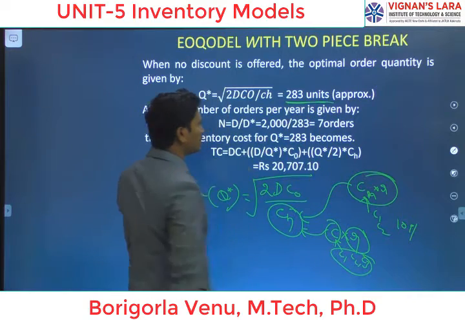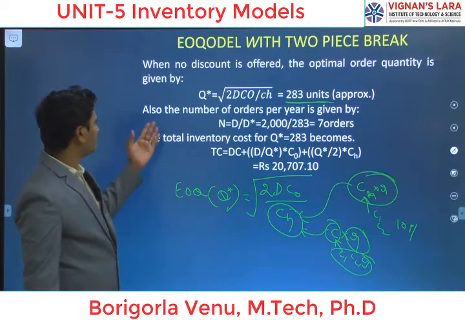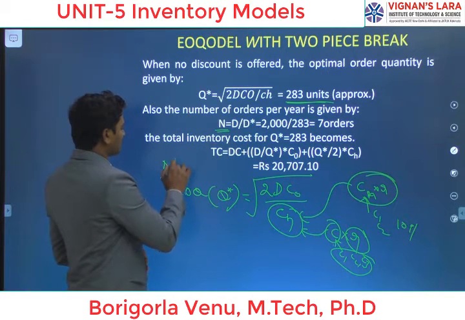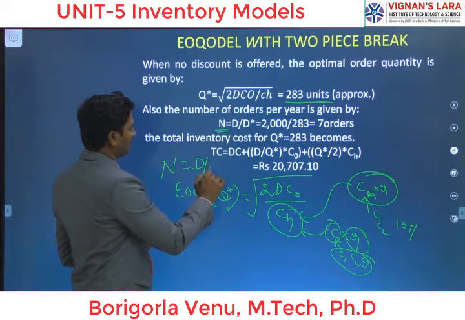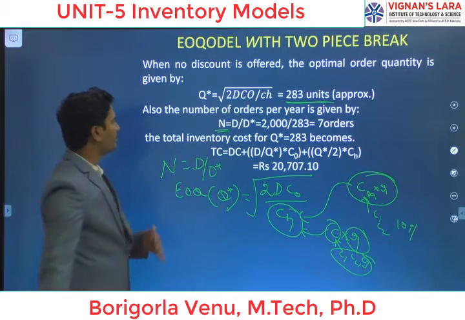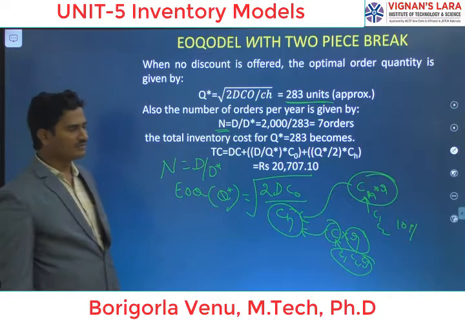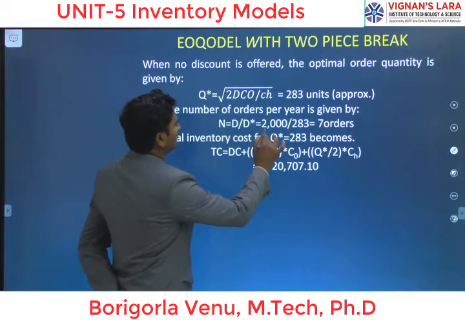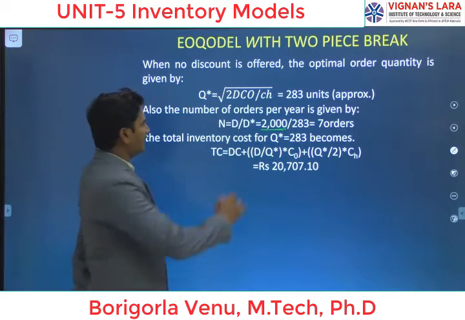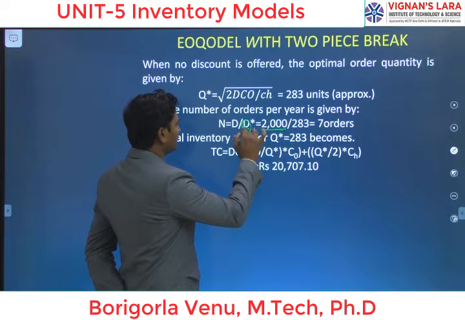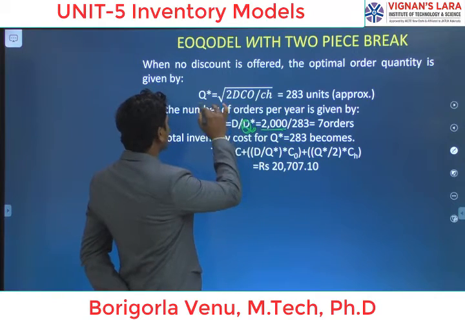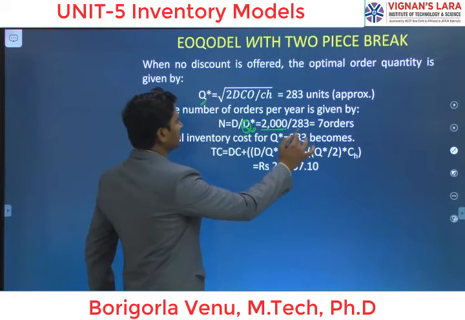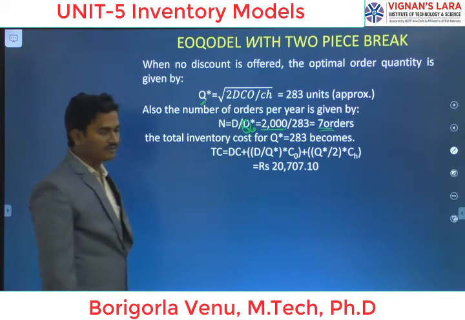The economic order quantity is 283 units. Also, the number of orders per year is given by N. We are going to take N equal to D by Q star. From this formula we are going to calculate the number of orders per year. The D value we know already, 2000, and Q star we take as per our problem. So D by Q star equals 2000 by 283, that is 7 orders.